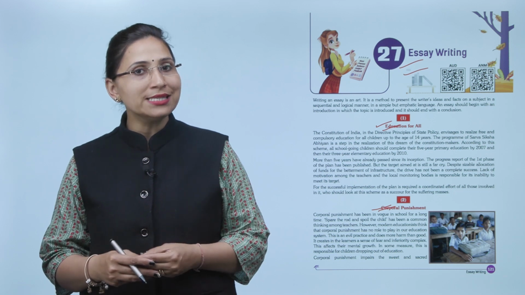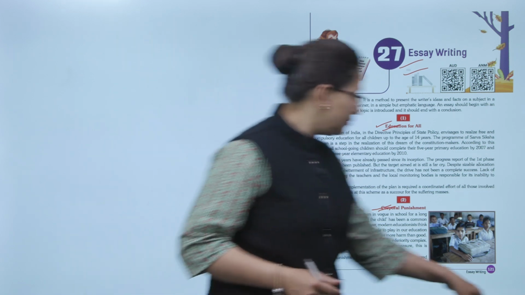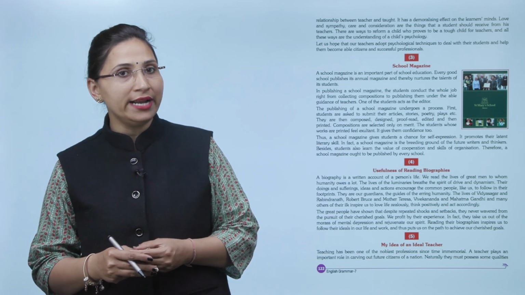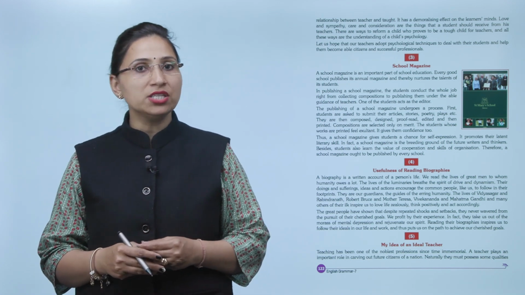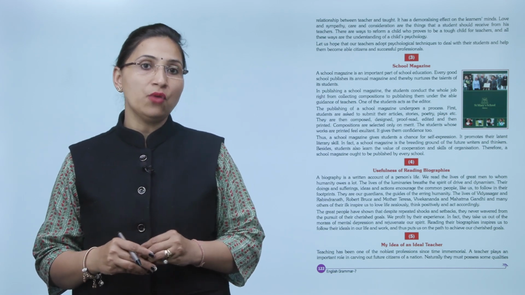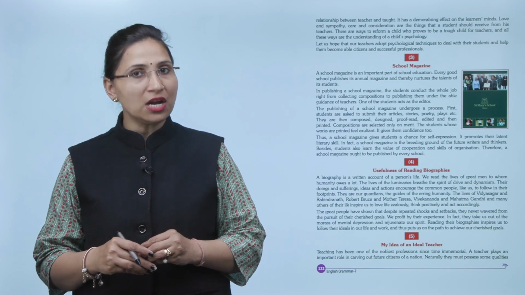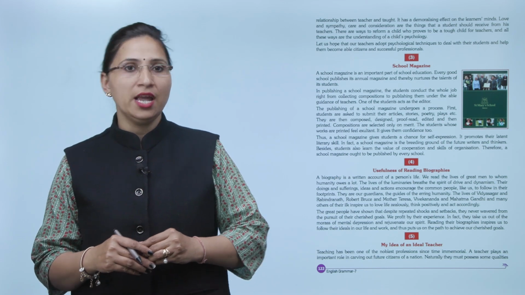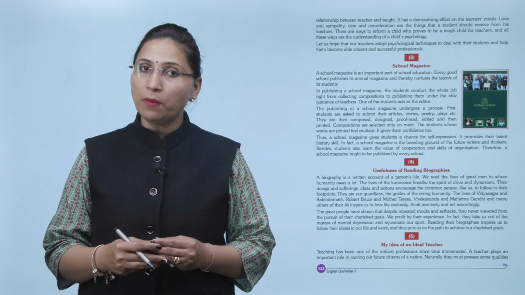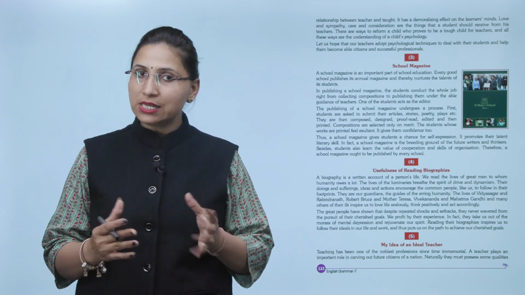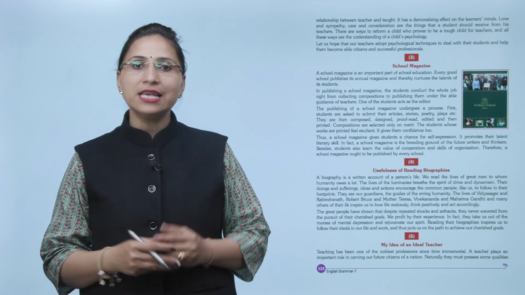Corporal punishment impairs the sweet and sacred relationship between the teacher and the taught. It has a demoralizing effect on the learner's mind. Love and sympathy, care and consideration are the things that students should receive from their teachers. They are the way to reform a child who proves to be a tough child for teachers, and all these ways are based on understanding the child's psychology. Let us hope that our teachers adopt psychological techniques to read their students and help them become able citizens and successful professionals. Next is school magazine.